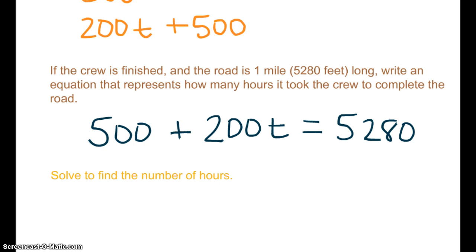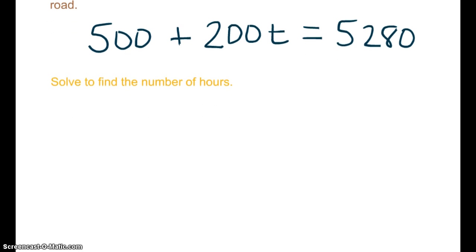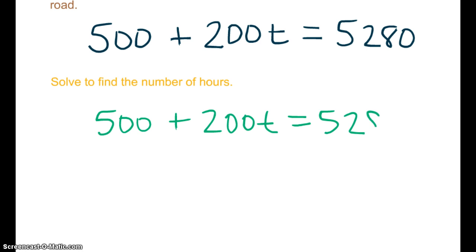Now I want you to write down solve to find the number of hours. And I want you to solve to find out how many hours it took the crew to finish the additional part of the road. So this is a two-step equation that we have been working a lot on. So what is the first thing that we've got to do? We have to subtract 500 from both sides, because that is the number of feet that had already been completed.